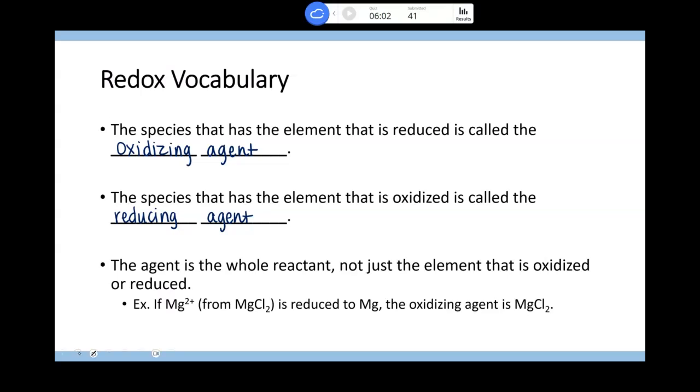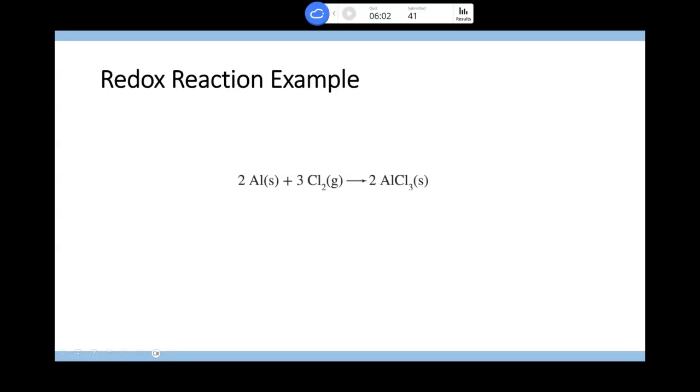So let's do an example and put all of this into an actual reaction. We're going to find the oxidation states of every element. We will identify what is oxidized, what is reduced, what is the oxidizing agent, what is the reducing agent.